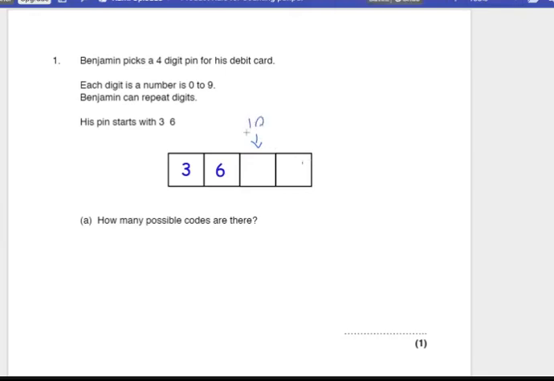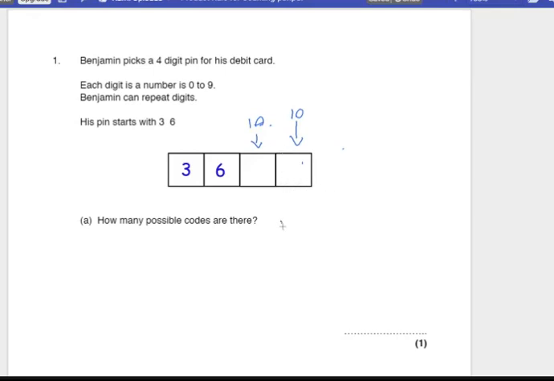And then for each of these 10 options, there are again 10 options over here. So you could have 0 in the third option. And if you have 0, you could get 0, 1, 2, 3, 4, 5, 6, 7, 8, 9, which is 10. Then for 1, you have 0, 1, 2, 3, 4, 5, 6, 7, 8, 9, and so on. And that gives you 10 times 10.